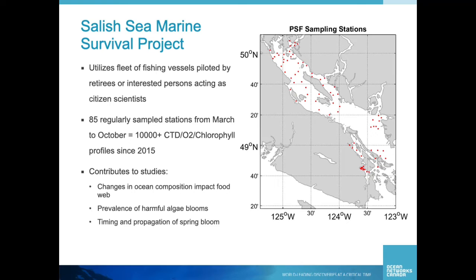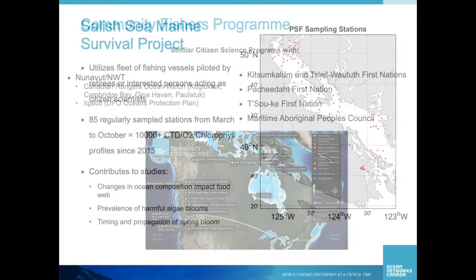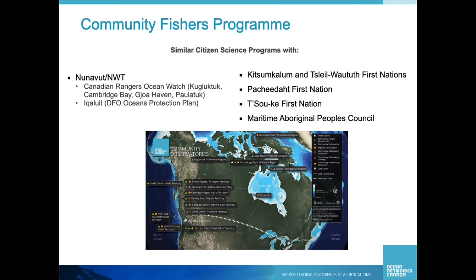ONC's role in this program is to be responsible for the instrument maintenance, testing, data management, data products, and quality assurance, QA/QC. The Citizen Science Program with PSF is a part of the larger program at ONC called the Community Fishers Program. The Community Fishers Program includes similar citizen science programs with other partners, including those in the Canadian Arctic, such as Iqaluit, through the Department of Fisheries and Oceans Canada Oceans Protection Plan.